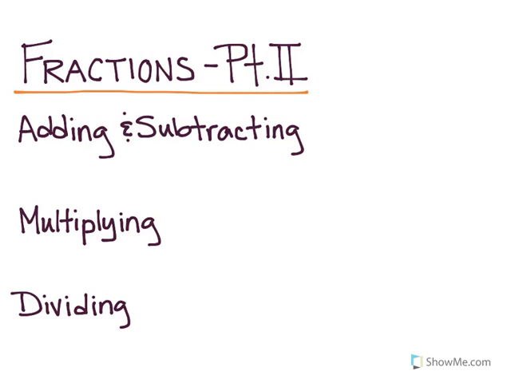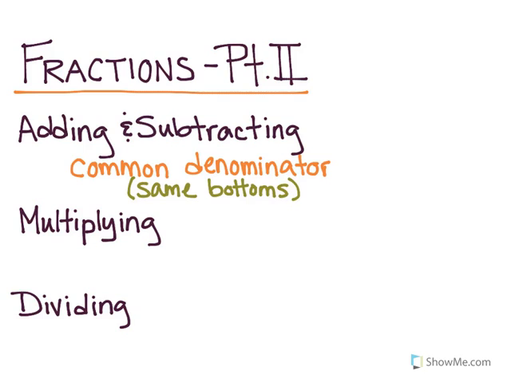So the first one, adding and subtracting fractions, both of them require the same thing, and that is a common denominator, which also means that they have the same bottoms. In other words, the bottom value needs to be identical. And of course, we can always get common denominators by going through a multiplication process.